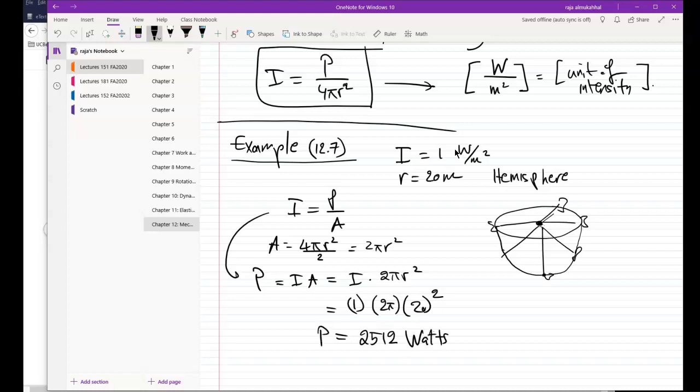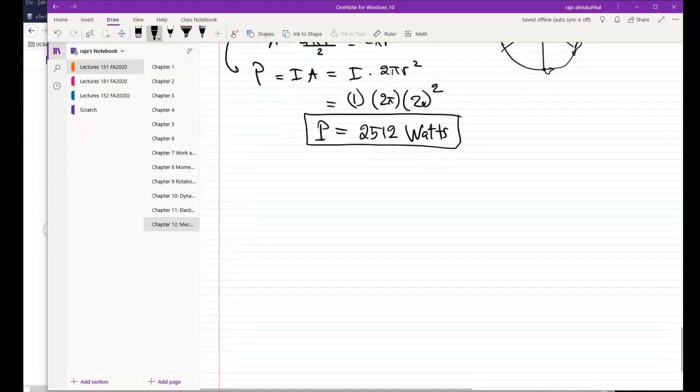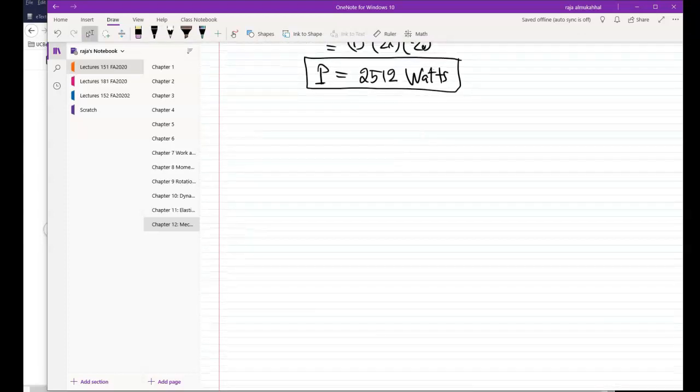So you want the power of the speakers collectively to be 2,512 watts. That's a lot of power. Okay, good. One more thing. You may find it useful for doing problems.